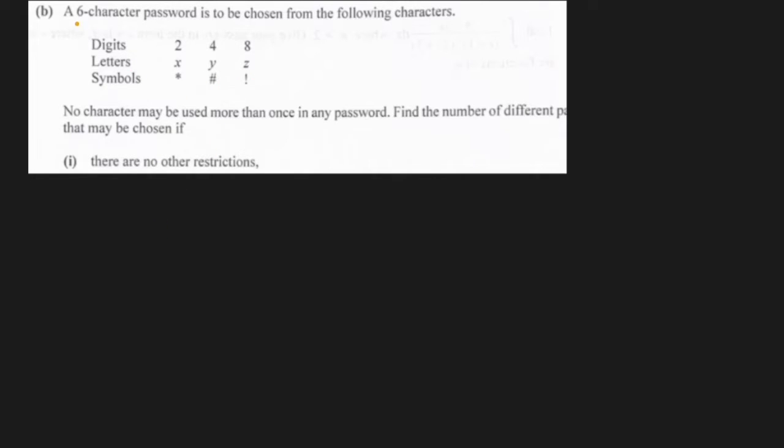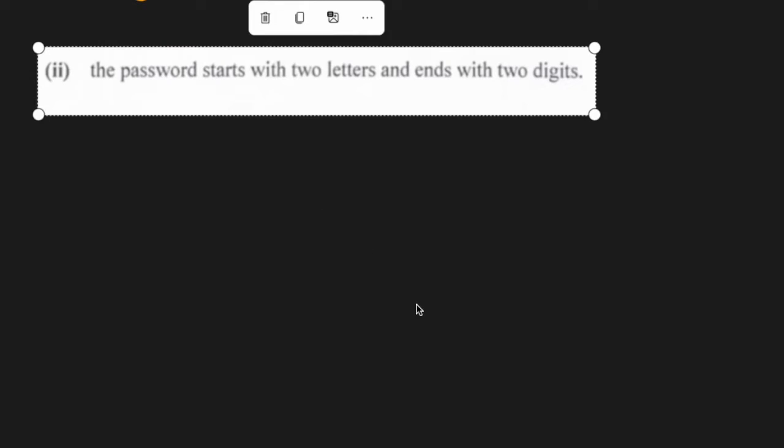So, 6 characters are to be chosen once. So, 9P6. Why? Because order is important. If 2x# is a password, it is different from #2x, right? It's a different password. That means the order is important. That's why we have to use permutations in this one, which came out to be 60,480 passwords possible.